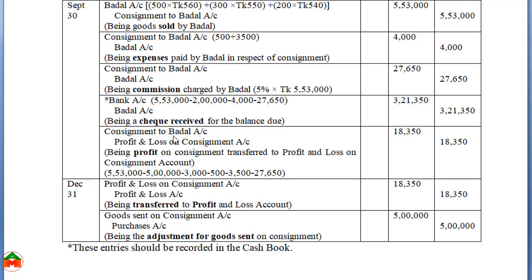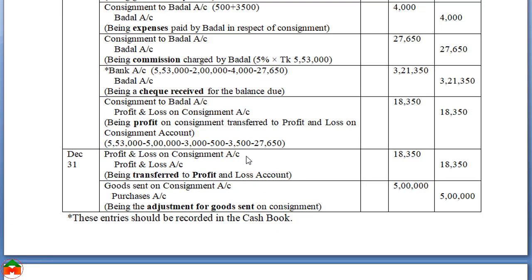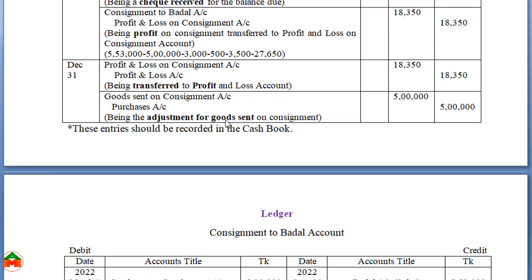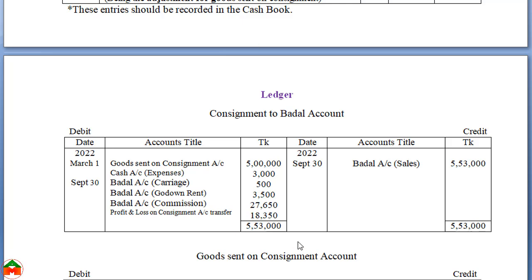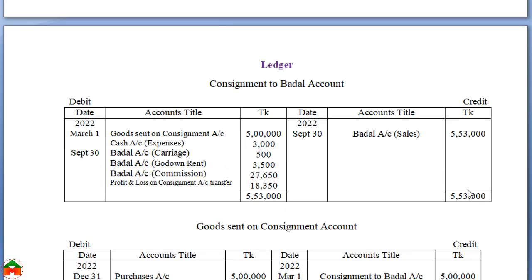And the last one is consignment to Badal account shown on the debit side with the profit. We can see 18,350 on the debit side, and the opposite name is profit and loss on consignment account. So simply we are preparing this account. If the amount is shown on the debit side, we will write the amount, but in case of writing the account title, we should write the opposite name. And this way we can see 5,53,000 put up here. So this is the example of one ledger account.